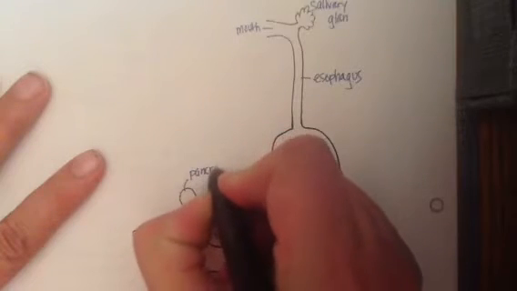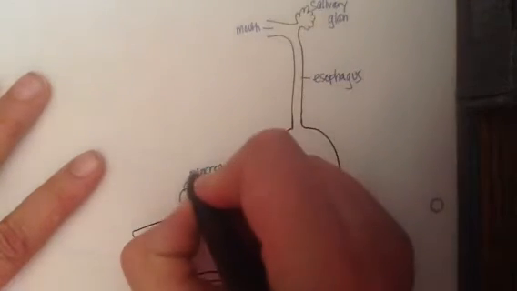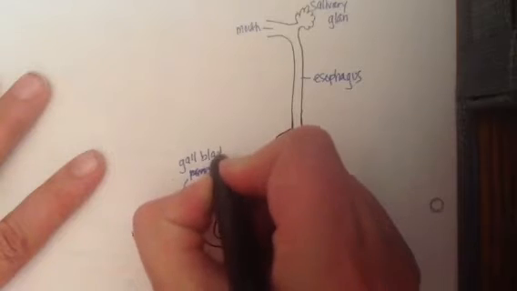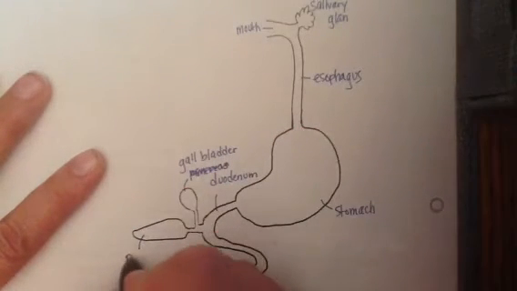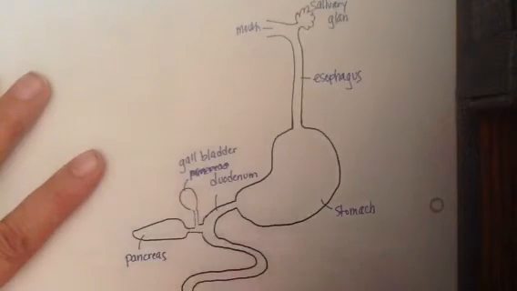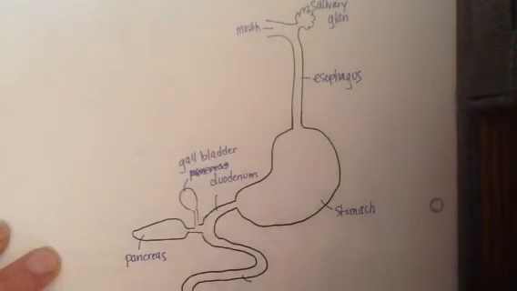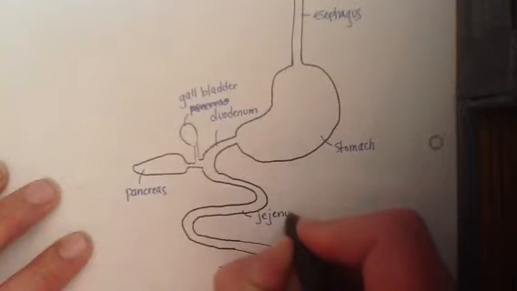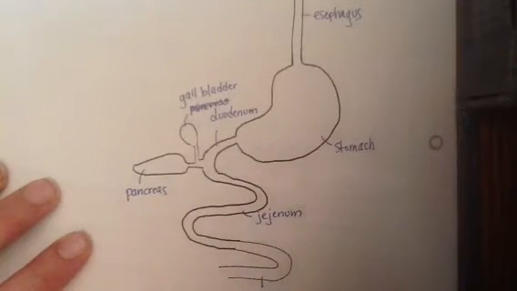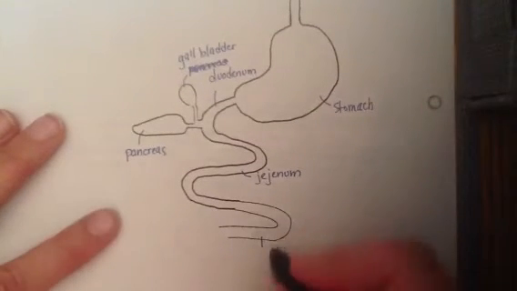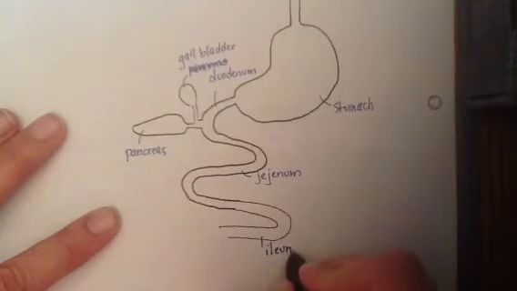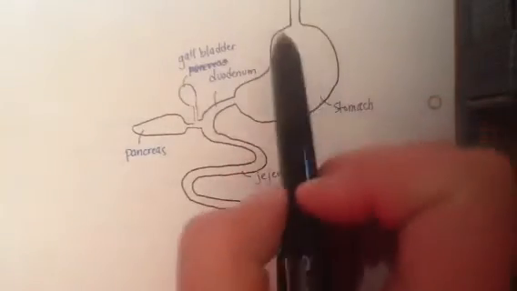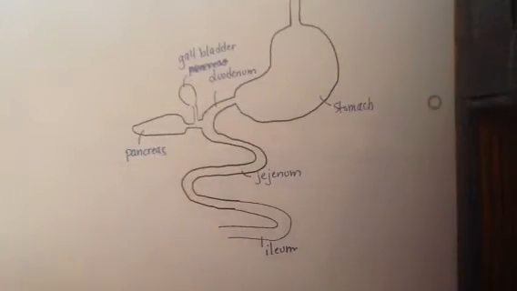Here is the... oh, that's not the pancreas. My apologies. This is the gallbladder. This is the pancreas. And as we get farther down in the small intestine, we have the jejunum. And at the end of the small intestine is the ileum. Okay? So those are the parts, and then I'm going to show you where different enzymes are going to be coming through and what each of those enzymes are about.